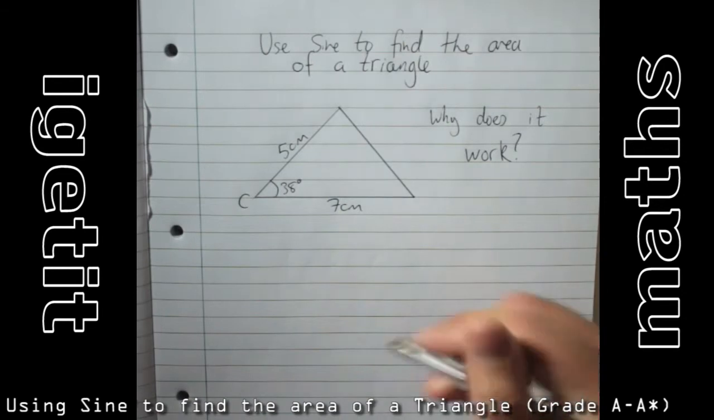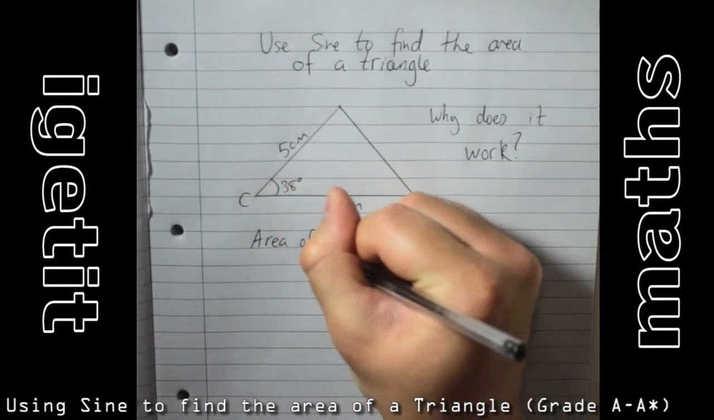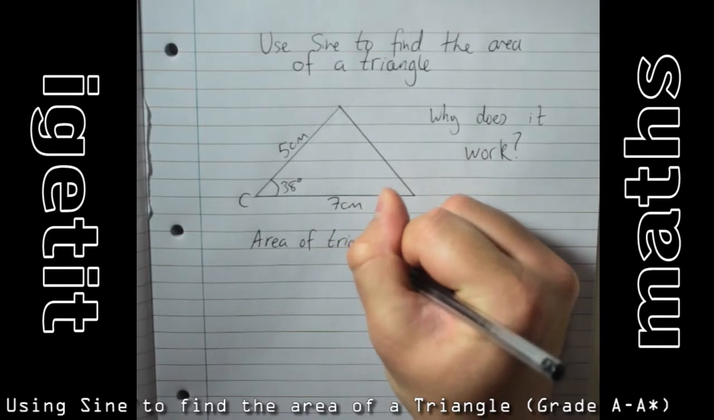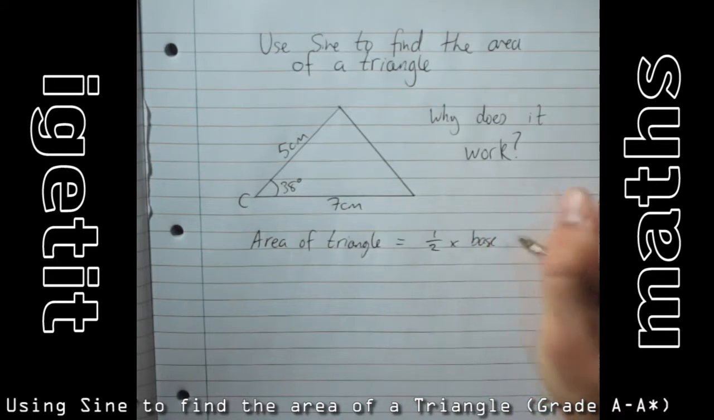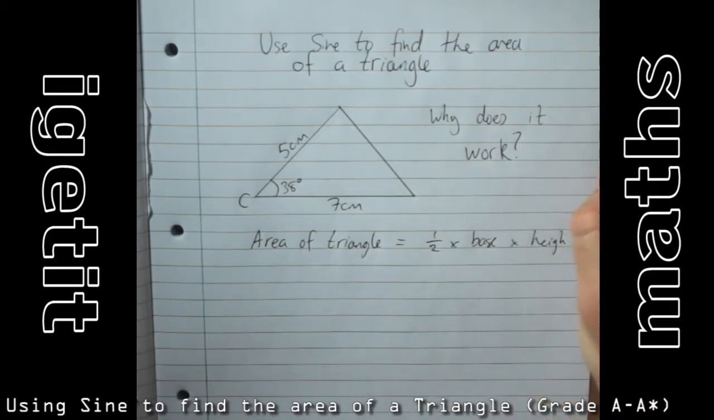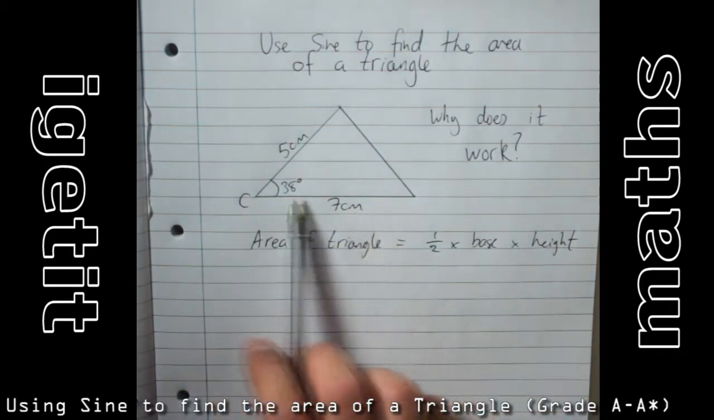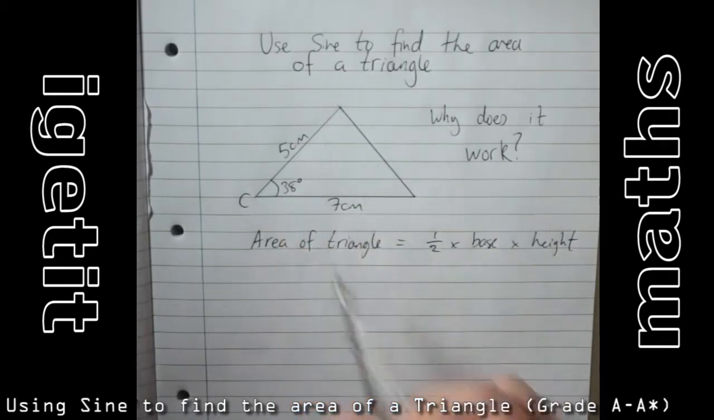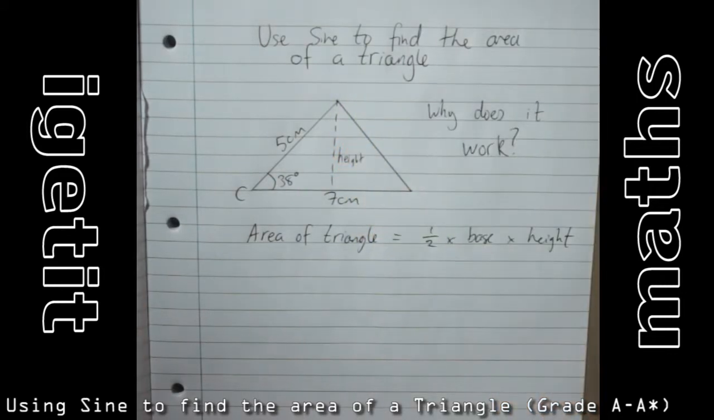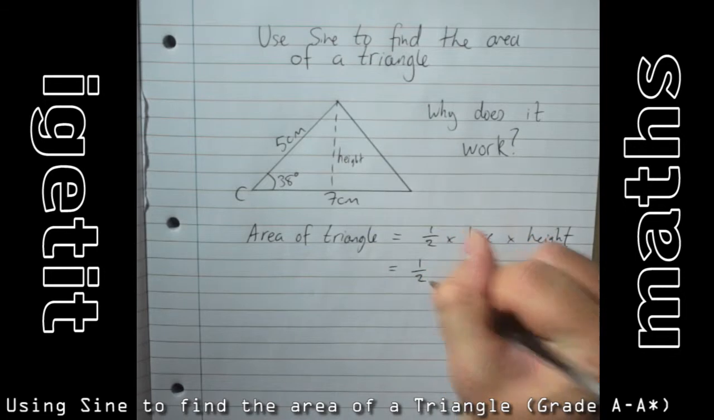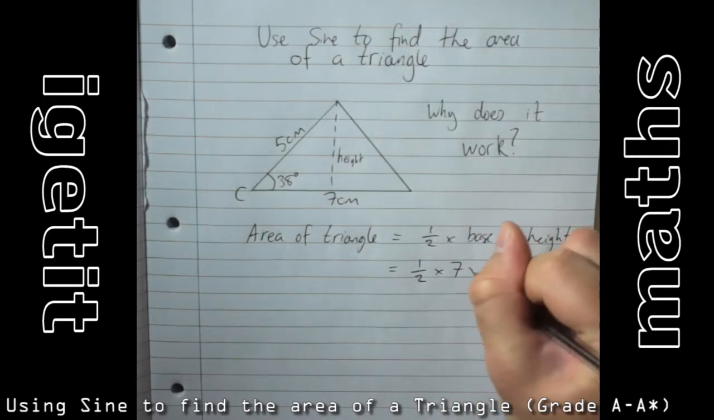Okay, now remember that the area of a triangle is equal to half times by base times by height. That's how you find the area of a triangle. You learned that early on. Half times base times height. Now in this question we've got a base, which is 7, but we don't actually know this height, do we? Okay, so far what we've got is half, we know that, times by 7 times by height.